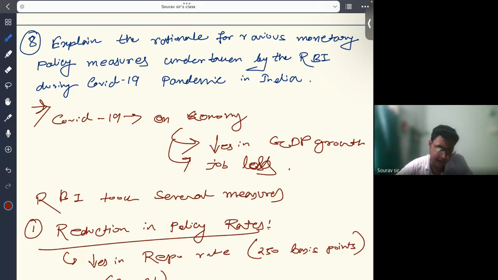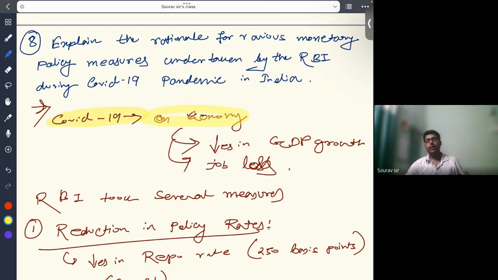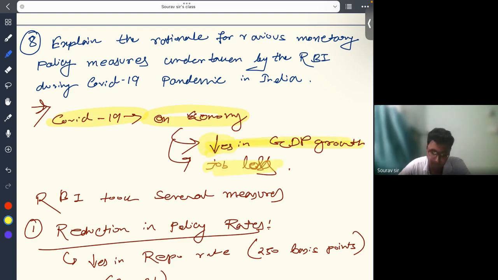So the question they have given is: explain the rationale for various monetary policy measures undertaken by the Reserve Bank of India during this COVID-19 pandemic in India. In the solution, we discussed that COVID-19 hugely impacted the economy negatively, leading to a contraction in GDP growth and widespread job losses. So the Reserve Bank of India took several measures to control this.